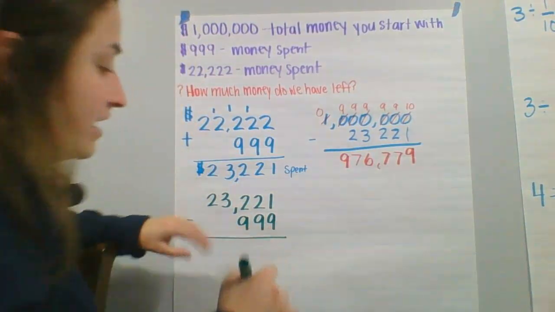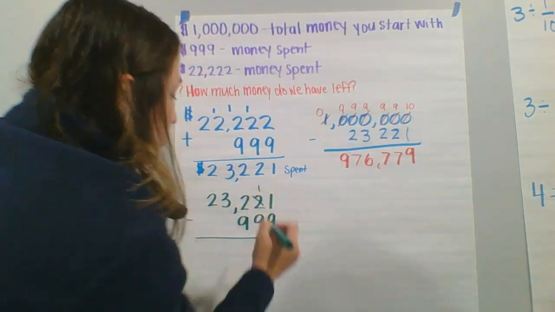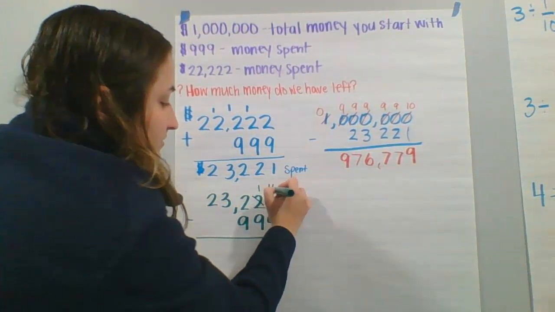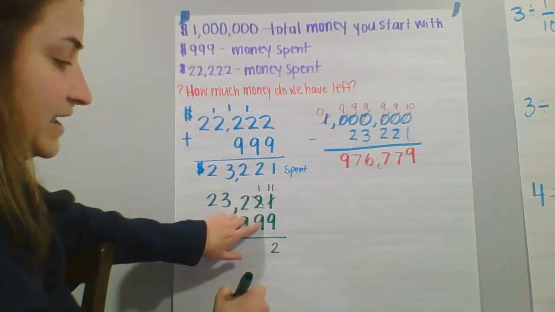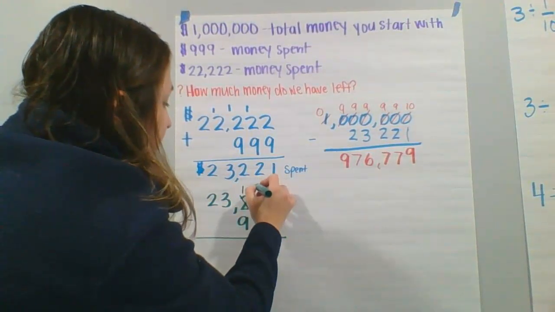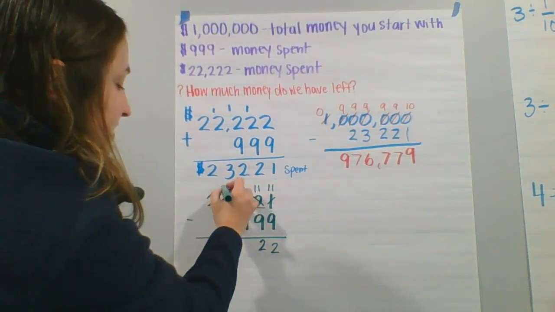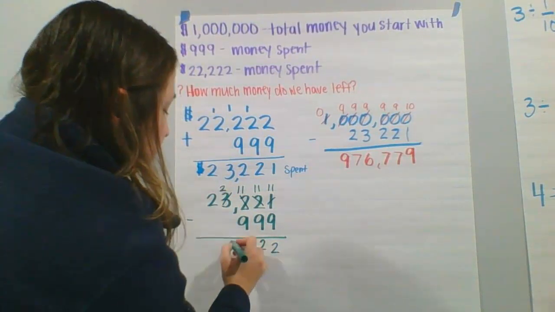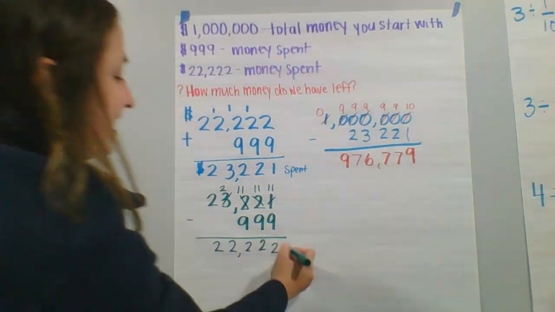999. And this is another step where we're going to need to be borrowing. So we're going to borrow from the 2, make it a 1. This 1 becomes an 11. 11 minus 9 is 2. We can't do 1 minus 9, so we go next door. We're going to make that 2 into a 1, that 1 into an 11. Go next door. This becomes a 2. This becomes an 11. 11 minus 9 is 2. 2 minus nothing is 2. 2 minus nothing is 2, and if you see, we are correct.